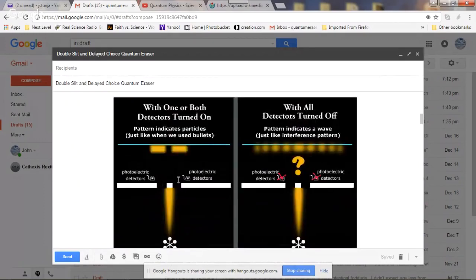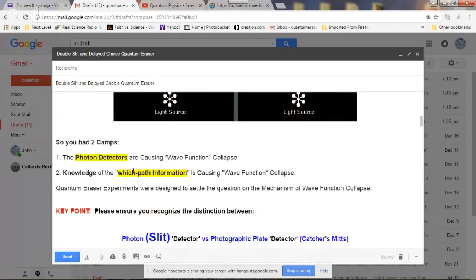You have photon detectors, which are at the slit and detecting any photons going through the slit, and you have the background plate or the photographic plate. Those are two different animals, and there's so much confusion because people talk about detectors and they don't differentiate between the two, and that just breeds so much confusion. So I wanted to iron that out, and you'll see how that irons out here in a few minutes. So like I said, here are your two camps. There are only two choices here.